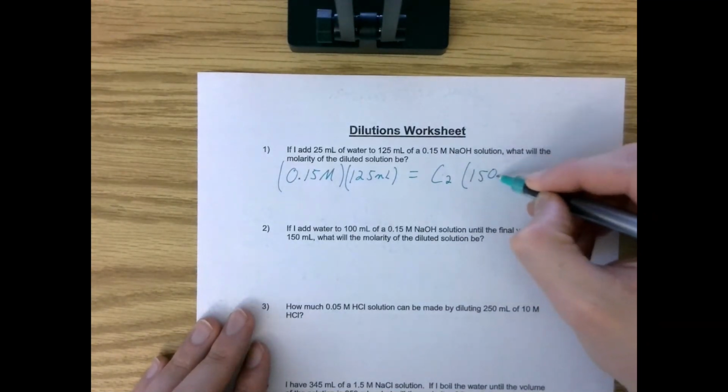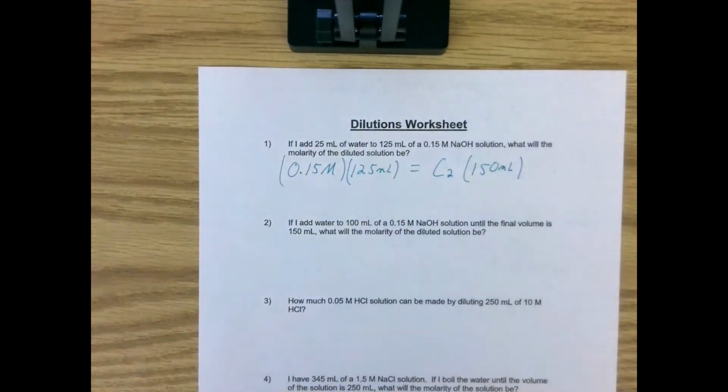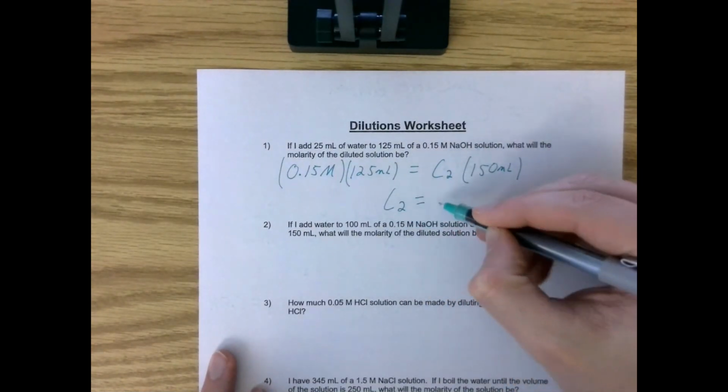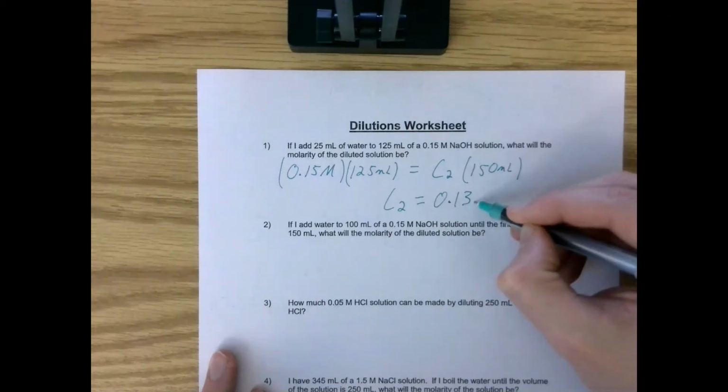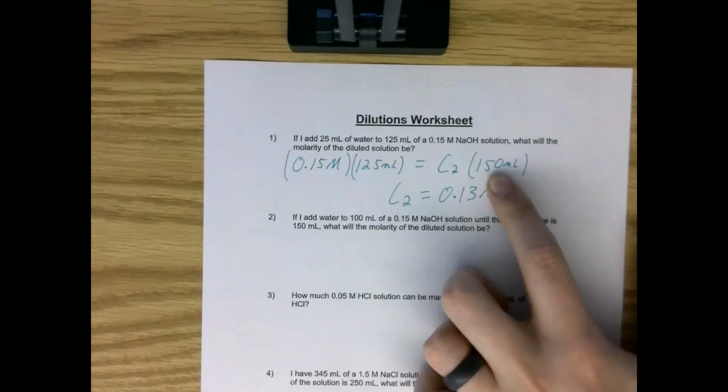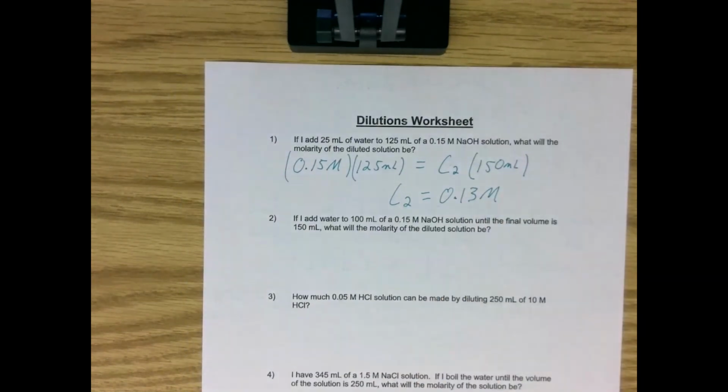150. It is not 25. If you plug in 25, you'll get a concentration larger than when you started. So you should recognize that's wrong. So you plug in, you solve for C2, you should get like 0.13 molar. So did my concentration go down? Should it have gone down? Yeah, I added water, it should go down. If you plugged in 25 here by mistake, your number would do what? It would have gone up. And you should recognize kind of messed up there. Okay.